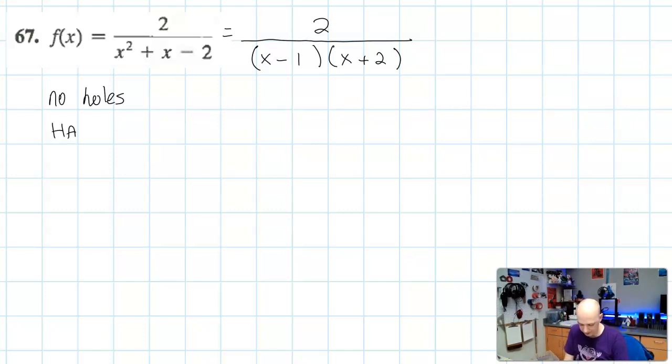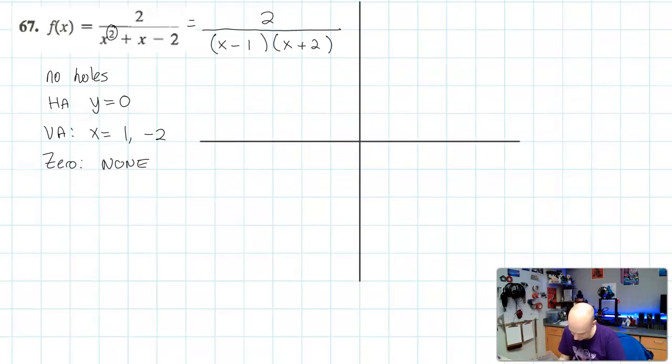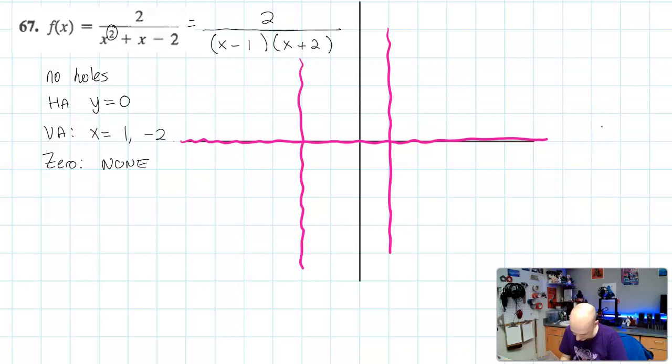The horizontal asymptote has to be at y equals 0 because the bottom has a higher degree than the top. The vertical asymptotes have to be at x equals 1 and -2 as the zeros are the factors. And the zeros, none. There are no x values that make the numerator 0. Let's sketch all that out. Bottom heavy. Asymptote at 1 and -2.